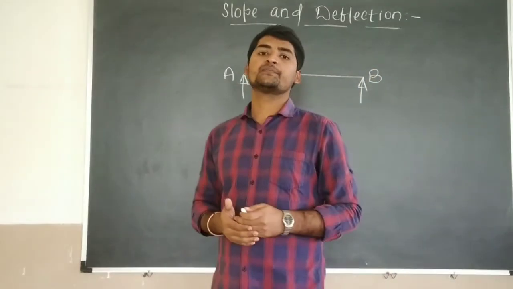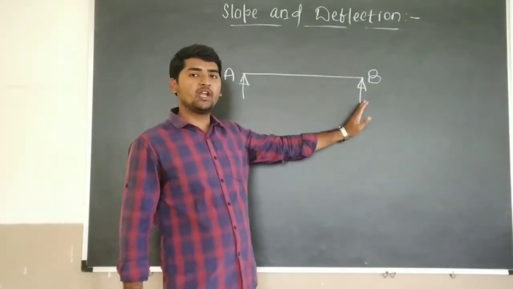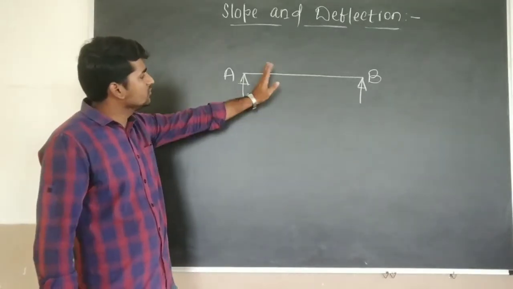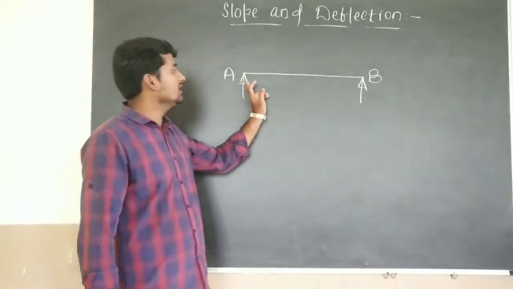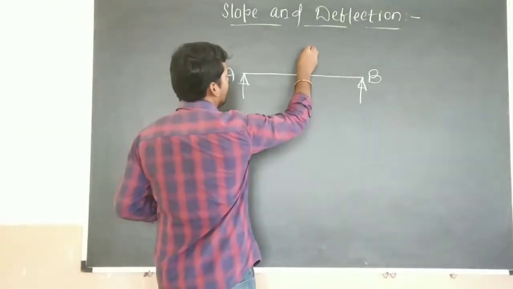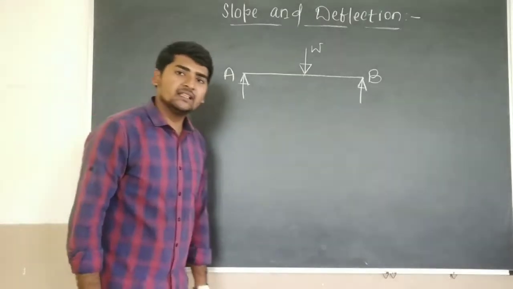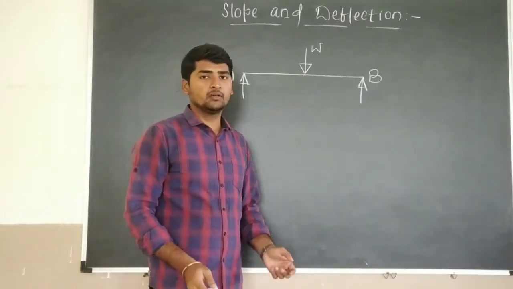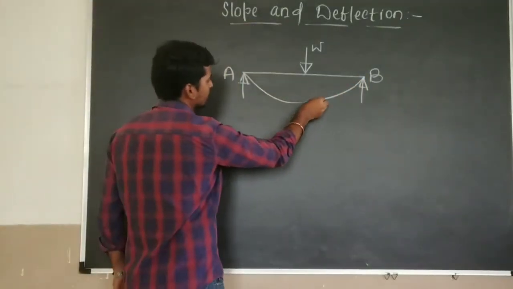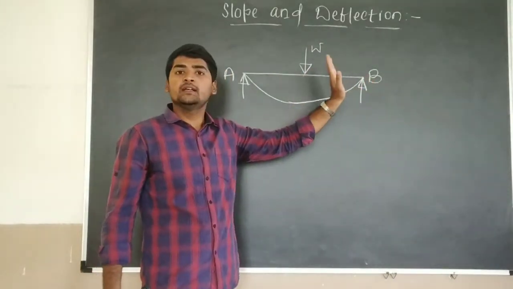Okay. So for better understanding of slope and deflection, I have taken a simply supported beam AB and this beam is free from loading. When there is no loading, the beam is initially totally straight. Okay. So when I apply some amount of load on this beam, then this beam will go under some deformation. Suppose due to this load W, the beam will deform like this.